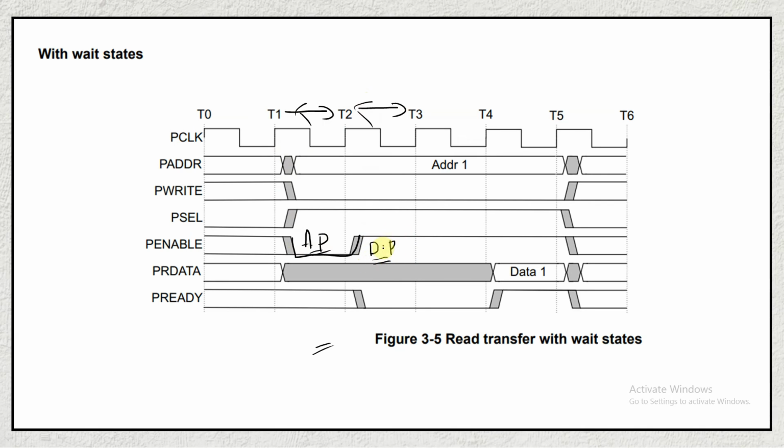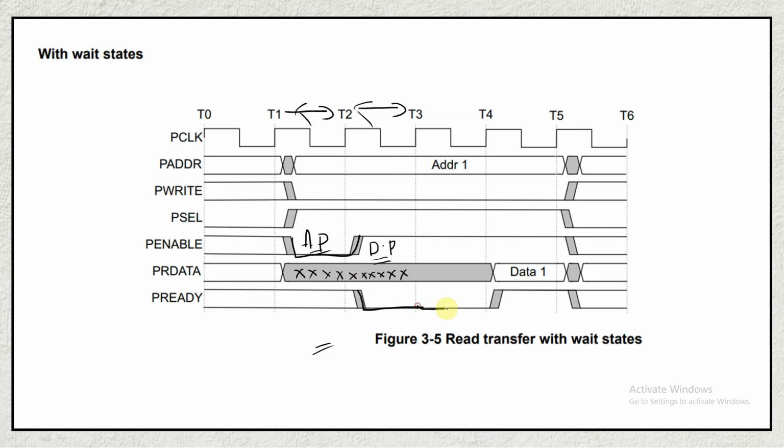Now the master has started a data phase, but you can see on the PRDATA, you are still not getting any data. Why are you not getting any data? Because your PREADY is equal to 0. That means the slave is not ready for any kind of transfer. Since your slave is not ready, you are not getting any data on the PRDATA bus.